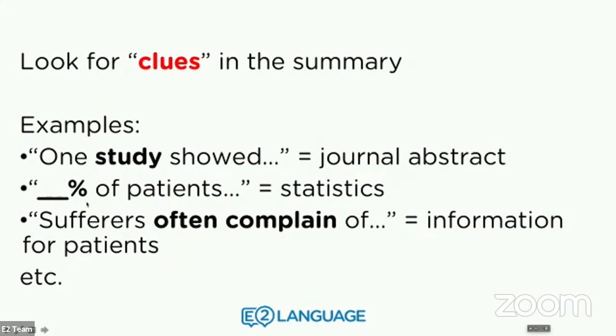If it says something like percentage of patients, well, you're probably going to look at the statistics text. Maybe it says something like sufferers often complain of. You're probably going to go to the information for patients, the Q&A. Or maybe it says something about medications. Well, you'll probably go to the text about treatment information, okay?